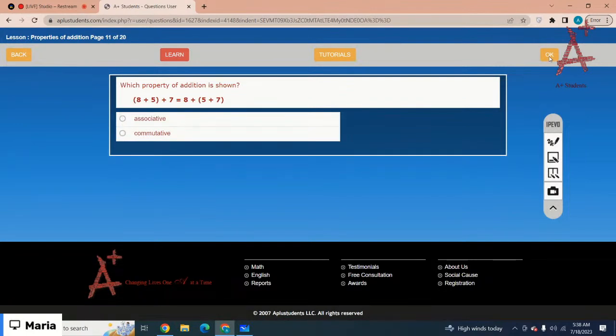Which property of addition is shown? Associative or commutative? Yes, that would be the associative property because three numbers are involved. Just the order of addition is different, but the answer must be the same. So it would be the associative property. On both sides, the numbers are exactly the same, so they have the same sum.